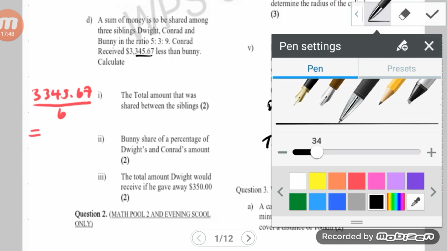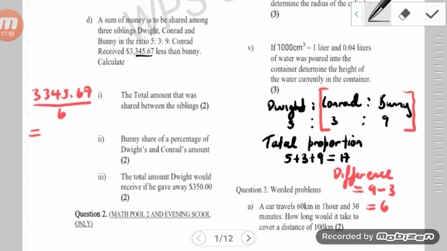So let me go on my calculator here. I had done the problem earlier, but let's just make sure. 3,345.67 divided by 6 produces a result of 557.61 cents. All right, that's the value of one portion. Now, once we know the value of one portion, we can proceed to answering question 1.